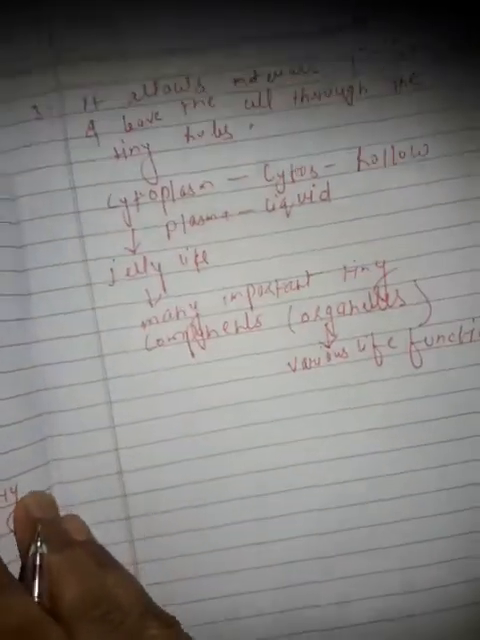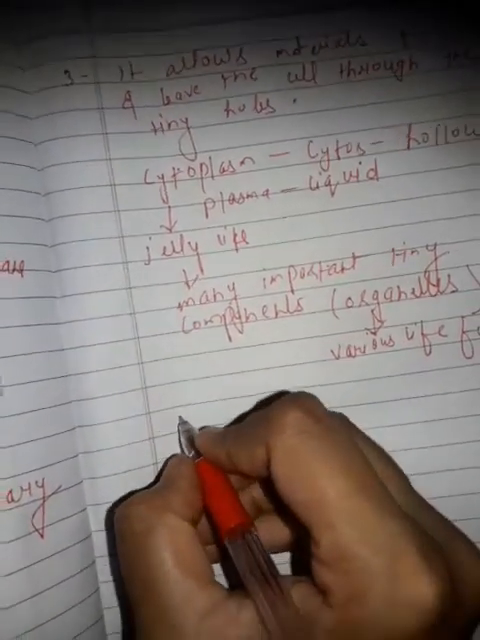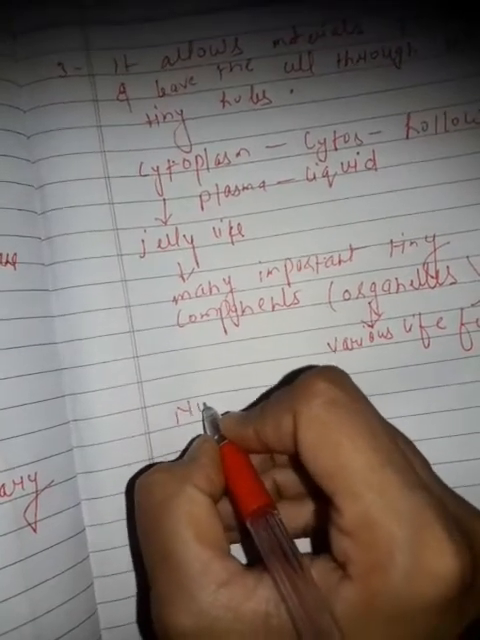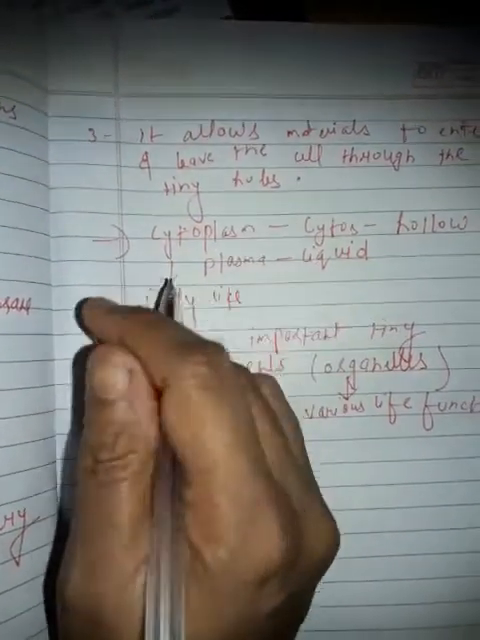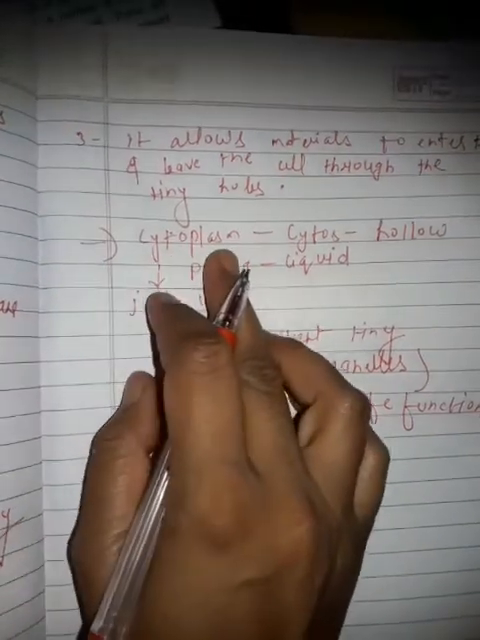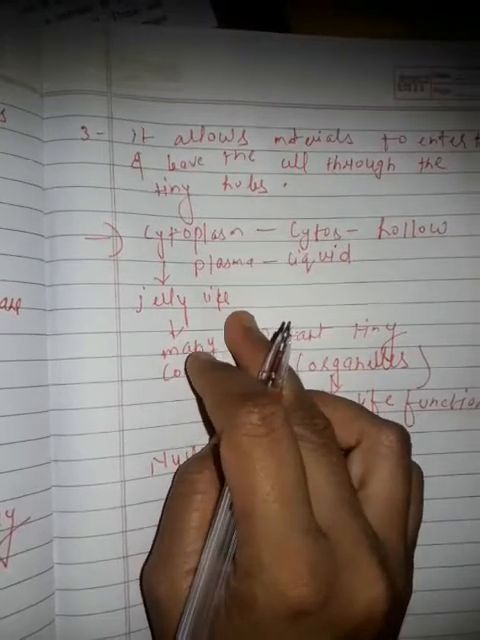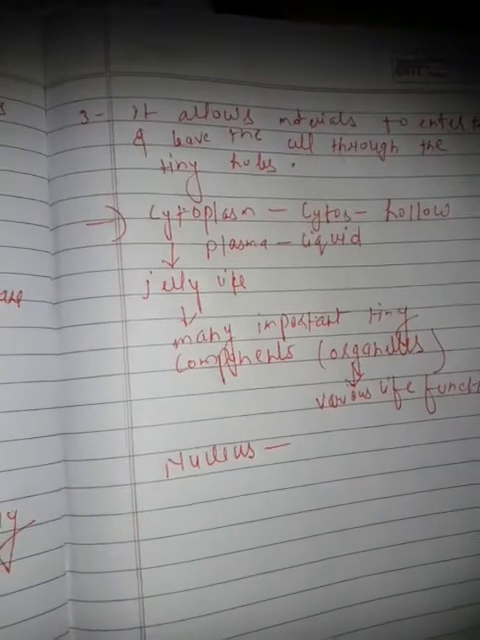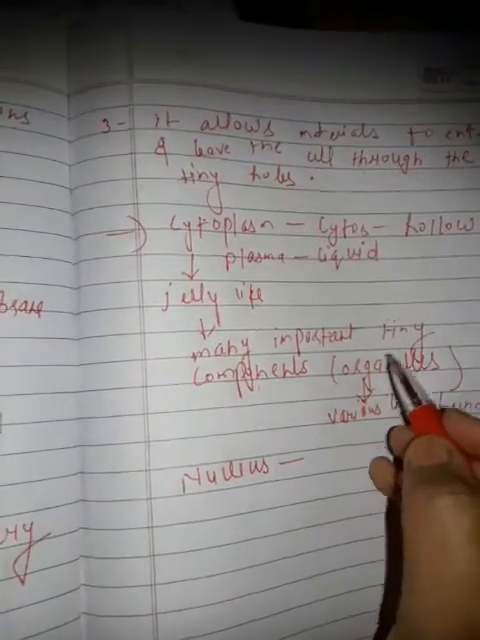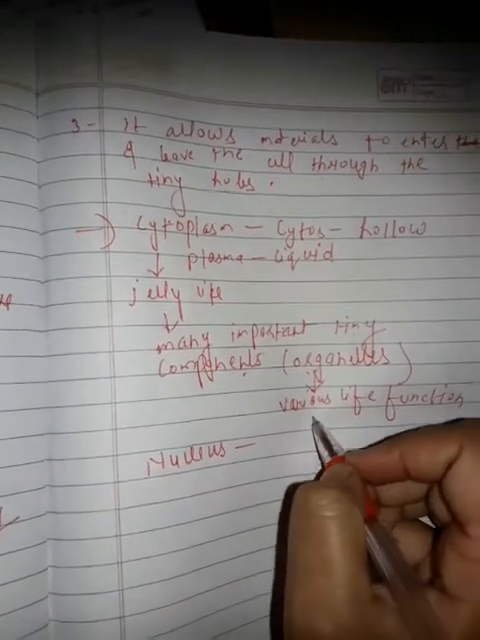And now come to the nucleus. First one is the cell membrane or plasma membrane. Second one is the cytoplasm. Cyto means hollow, plasma means liquid. It is a jelly-like structure present inside the cell membrane, and it contains many important teeny components called the organelles, and it performs various life functions.